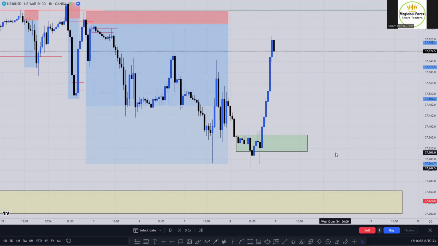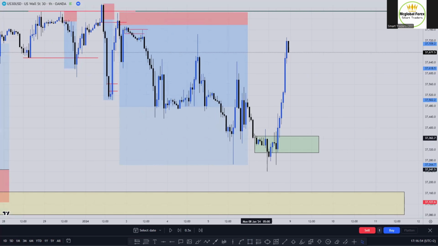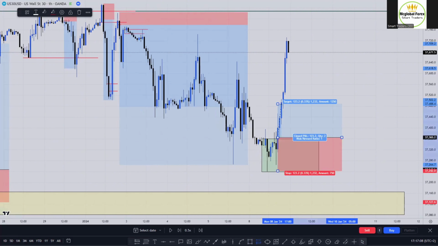So coming to this level down here on the H1, where could you have entered? You could have even drawn. If you look at this progression to the downside, this is a candle like this. You could have entered immediately here. Entering immediately here, you're basically going to make that profit.